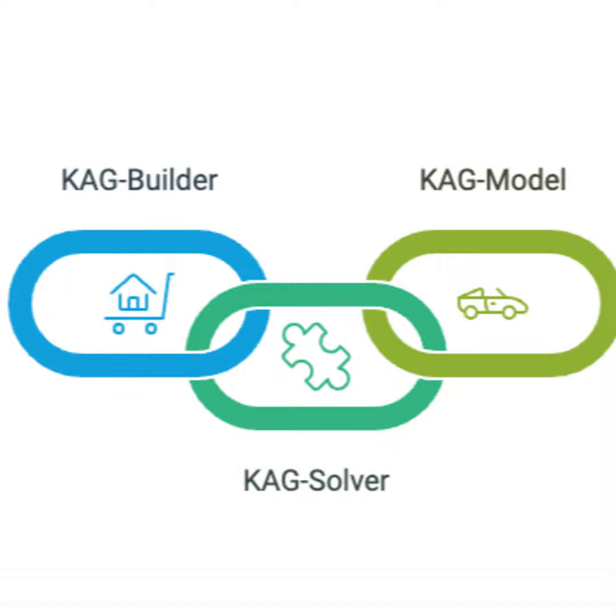KAG-Builder sets the foundation. It takes messy, unstructured data, like documents, and transforms it into a structured knowledge base, kind of like a well-organized library that the AI can easily access. So instead of just throwing a jumble of information at the AI, it's presented in a way that makes sense. Exactly. KAG-Builder identifies important entities, events, and their relationships within the data. Then it arranges this information in a graph structure, similar to a mind map, where concepts are linked together logically. This makes it possible for the AI to understand the relationships between different pieces of information and reason logically.